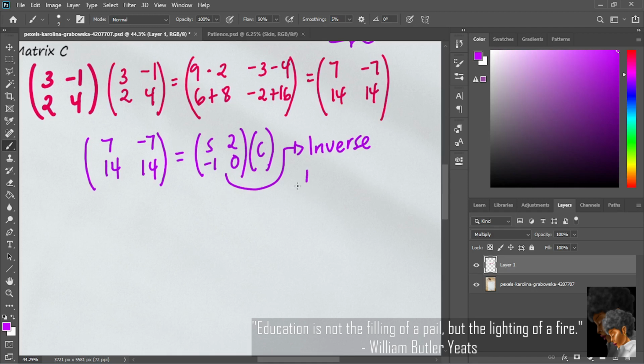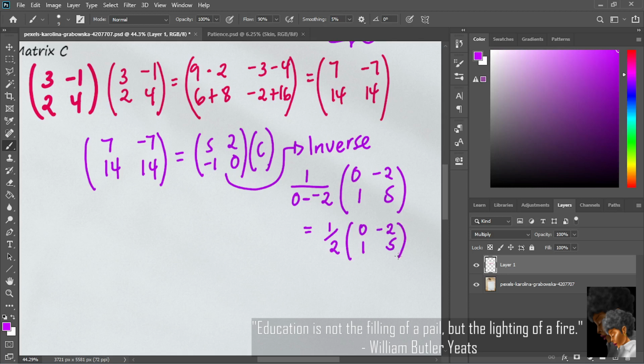So here it will be 1 over the determinant. The determinant is 5 times 0, which is 0, minus 2 times negative 1, which is negative 2. Then the main diagonal interchanges, it becomes 0, 5. The other diagonal changes the sign, we have negative 2, positive 1. So this will be equal to a half into 0, 1, negative 2, 5.